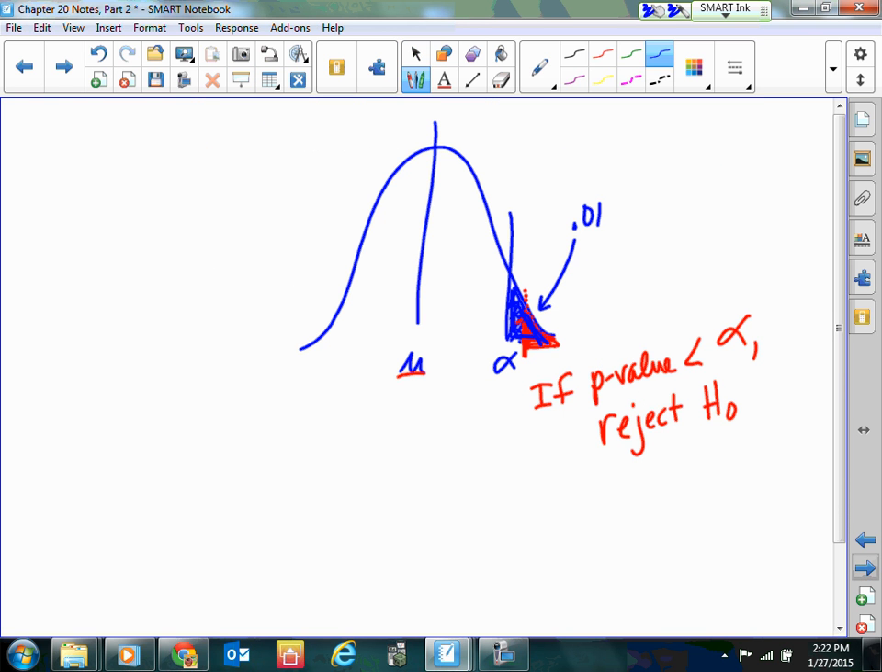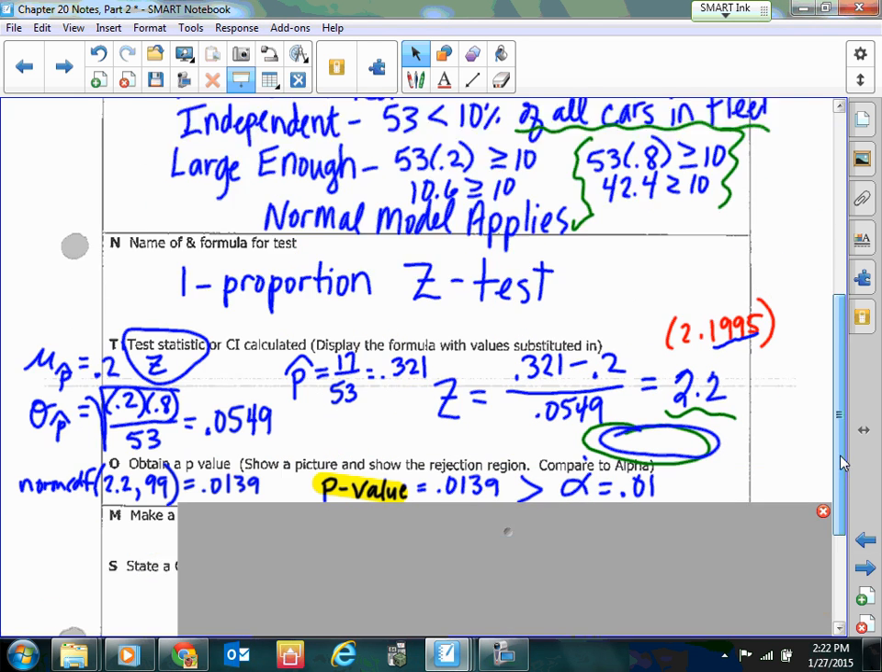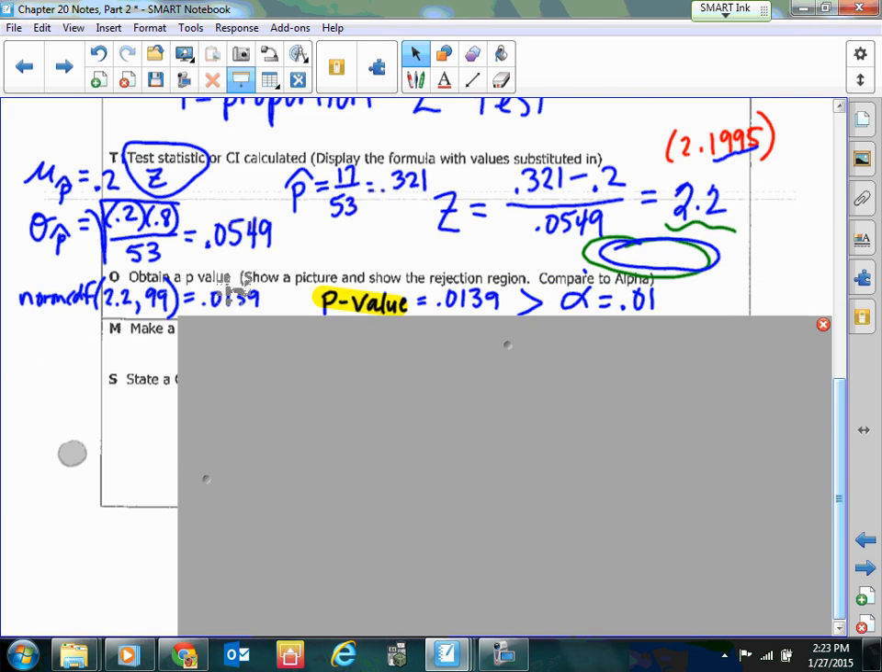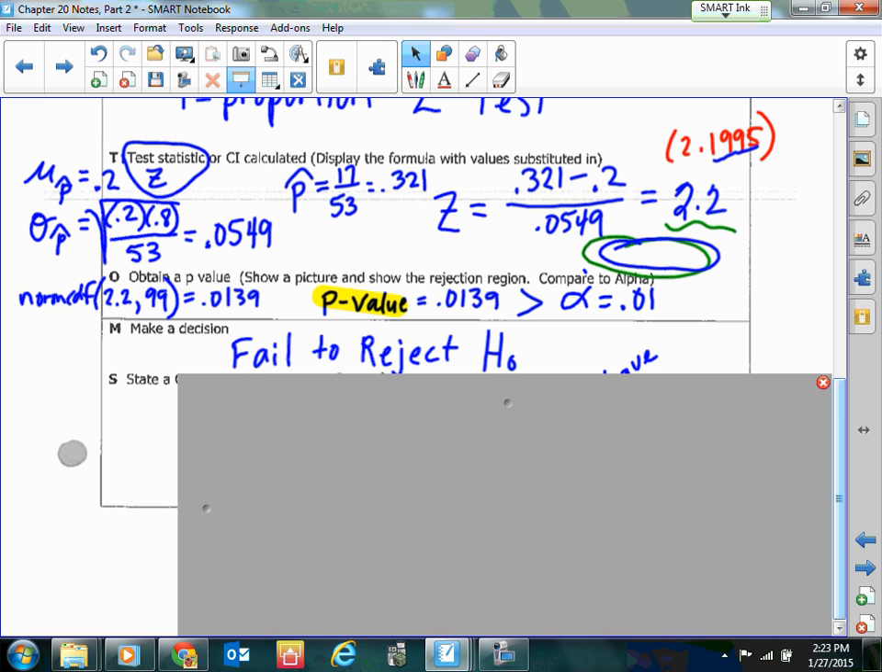Here is the rejection region, but the p-value is the probability of getting this sample or something more extreme. My p-value was 1.39%, and in order to be in the rejection region, there had to be less than a 1% chance of it happening. So what's my conclusion then? Am I going to reject the null or not? I will not reject it. So you say, I fail to reject the null hypothesis.